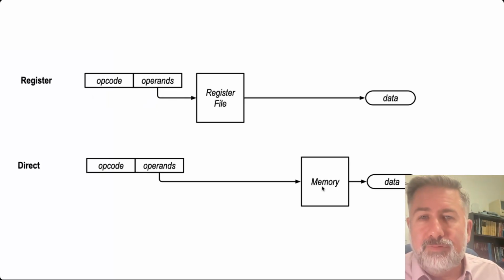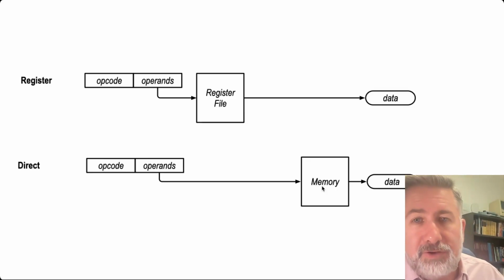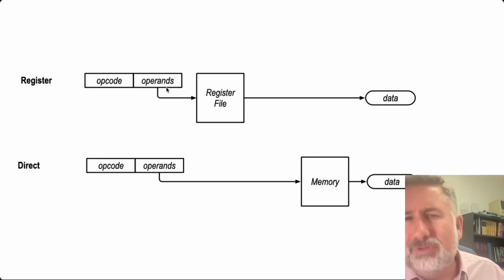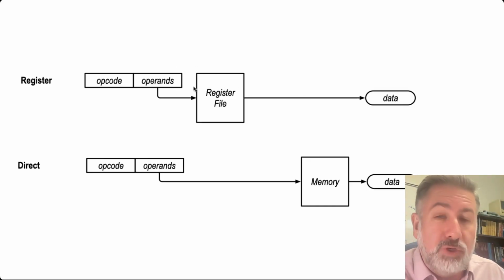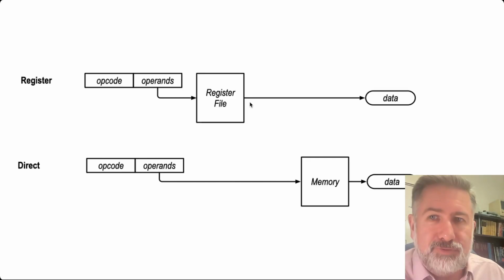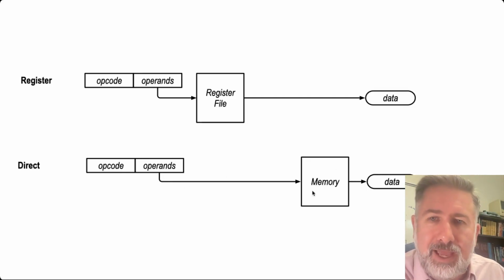Then you have register and direct addressing. These are the other two fairly common, or simple, modes anyway. In register addressing, the operand specifies which register you're interested in. The register file accesses that, and there's your data. Direct addressing is where the operand specifies the memory address of the data you're interested in, and then there's the data.